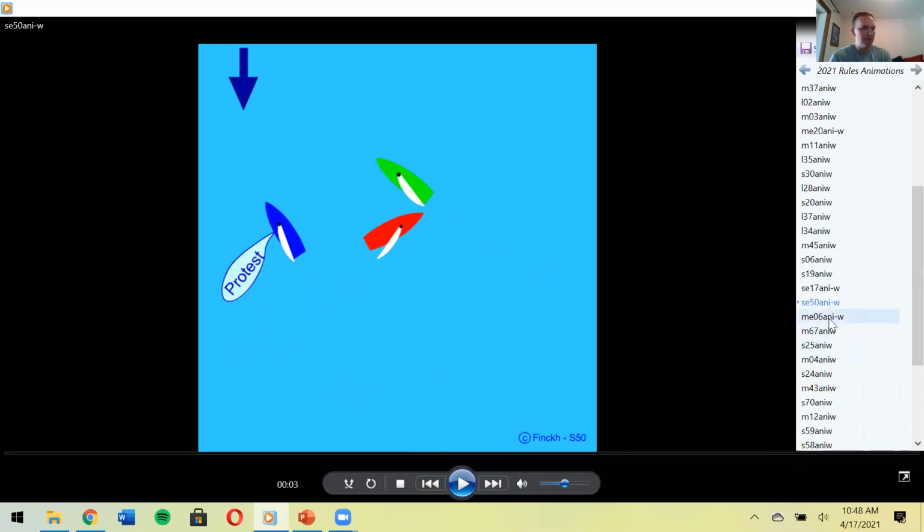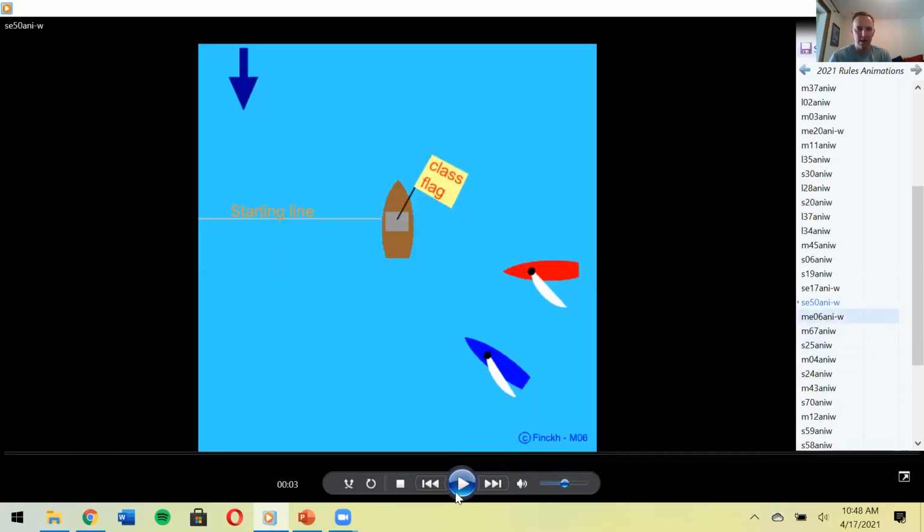So the exception to obstructions is we're going to talk about starting here in a little bit. There's no room at a starting line. So this is called barging for people who are newer. And so blue, coming into this boat, they're inside a 3 boat length circle, but there's no room to round it at the start.